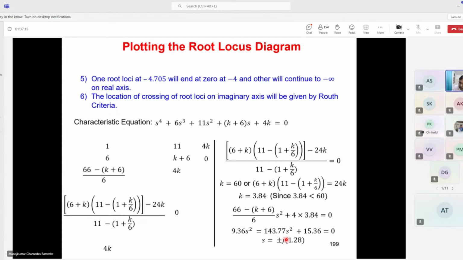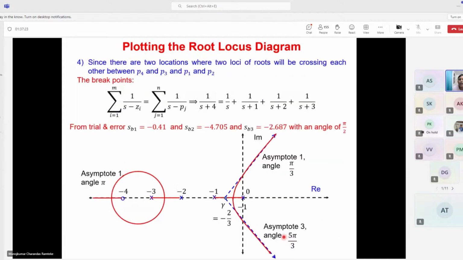Not clear? Okay, let me go again. Remember, these two points represent what? This point and this point. This is what we have seen in root locus. What do these two points represent? What will be the imaginary part and the response at these two points?